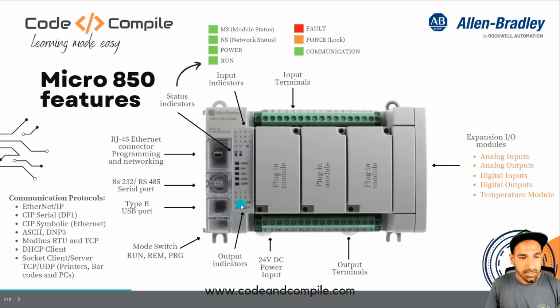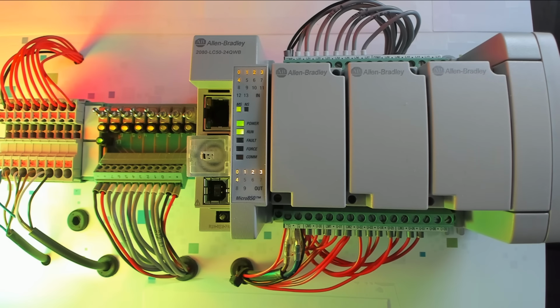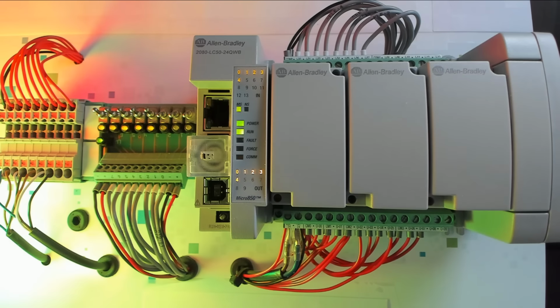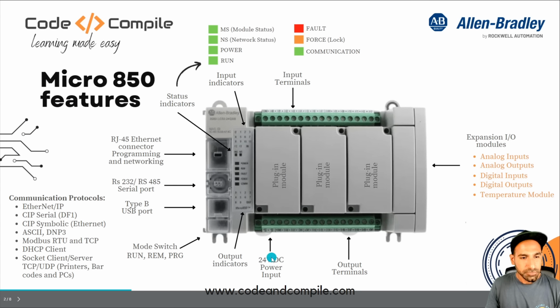Then you have output indicators here. This is similar to what you have seen here. So these are the output indicators, and at the moment you will see outputs 0, 1, 2, 3, 4 are true. Okay. And then you have 24V DC power input.